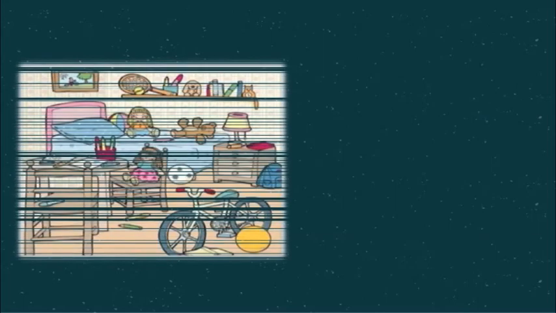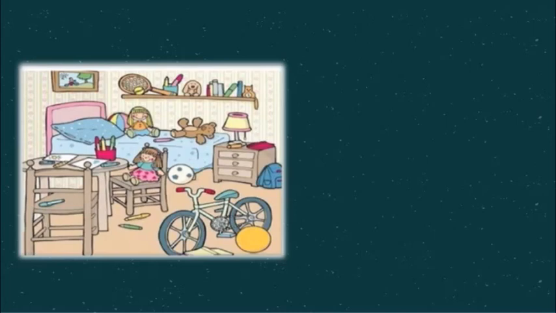Now, let us do some exercise together. Ready? Let's take a look at this picture. It is a picture of a bedroom. Can you construct questions using is there, are there, and how many? I will give you 3 seconds to construct the questions based on this picture.